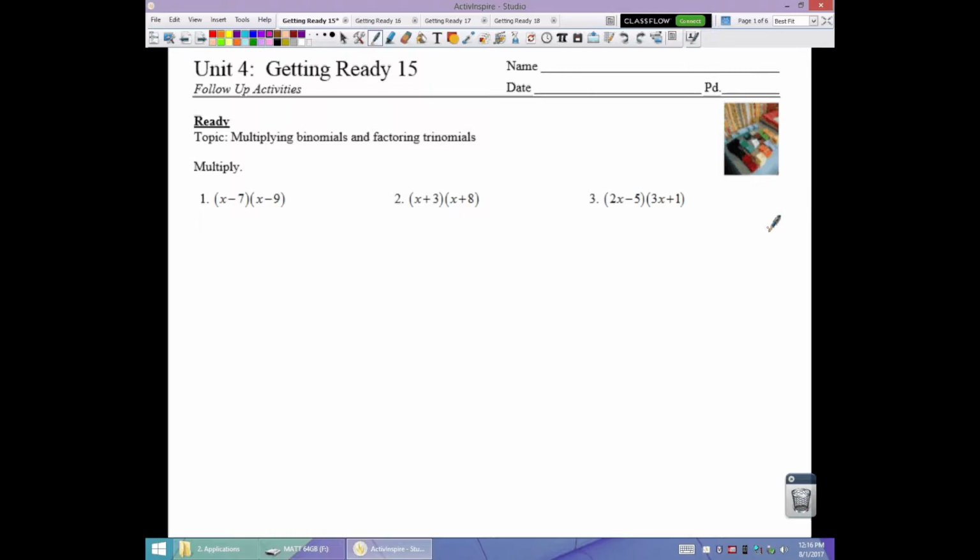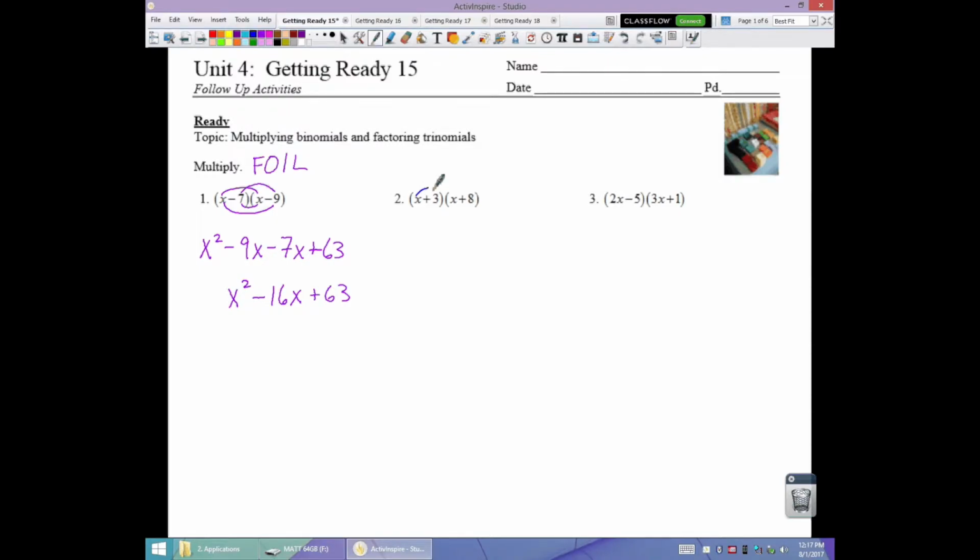Getting ready 15, we are starting off with multiplying some binomials, all right? Since everything we're looking at is simply a binomial times another binomial, multiply really means to us FOIL. Okay. So number one, first times first, x squared. Outers, negative 9x. Inners, negative 7x. Last, plus 63. Combine the like terms in those two middle terms there to negative 16x. And there's our final trinomial.